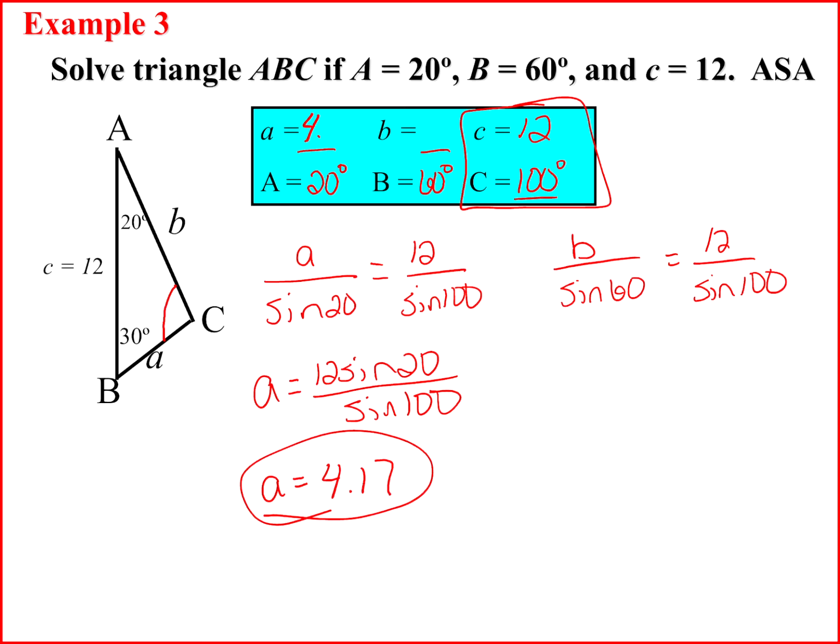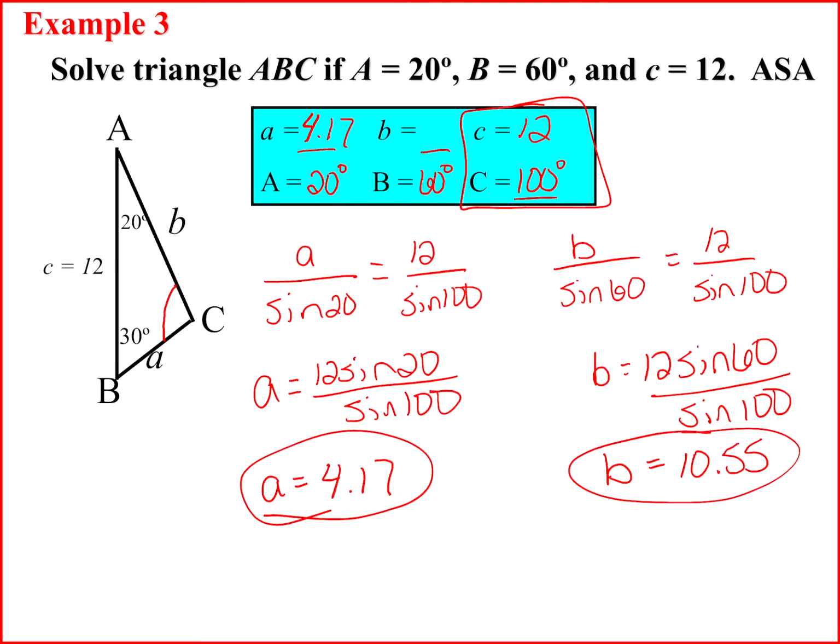So I know this one up here. B is going to be 12 times sine of 60 divided by sine of 100. Again, working it out in your calculator, 10.55. I would definitely make sure that you are getting these. Pause the video. Make sure you're getting that in your calculator and having the right answer.